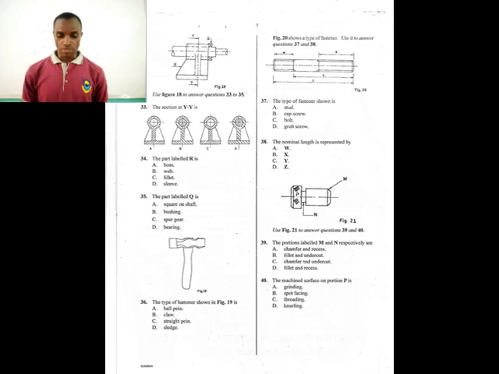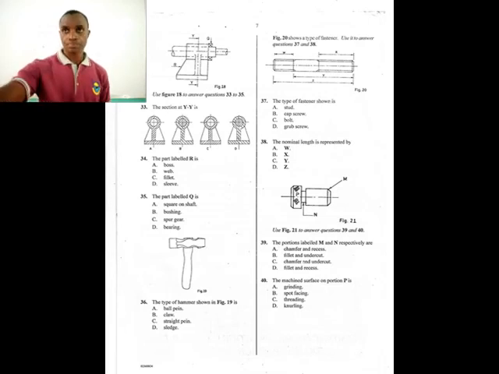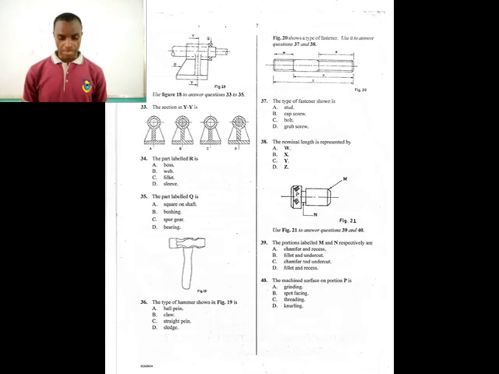Number 34, the part labeled R is always called a web. Anytime you see something that looks like that, it's a web. Now the part labeled Q is a bearing. Sorry, it is a bushing, not a bearing. It's used to support an object. For a bearing, they will draw a circle and a center line indicating that there's a bearing, whether journal bearing or ball bearing.